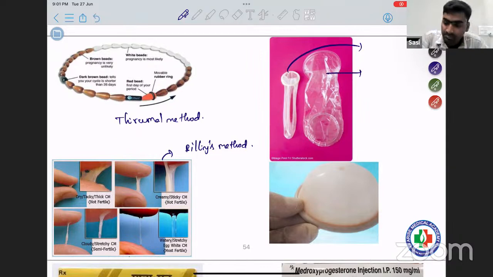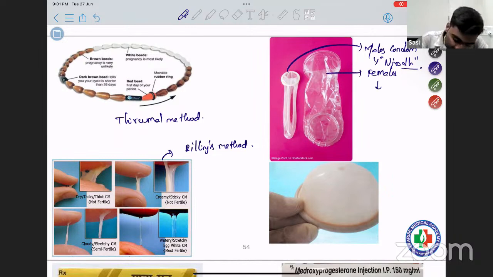What is this? It is the condom. Whose condom? It is the male's condom. And this is the female's one. This male's condom is marketed as Nirodh. Just remember, they are marketed as Nirodh, whereas these female condoms are given by the National AIDS Control Program, in which the most common type in circulation is the FC. Two types of condoms.